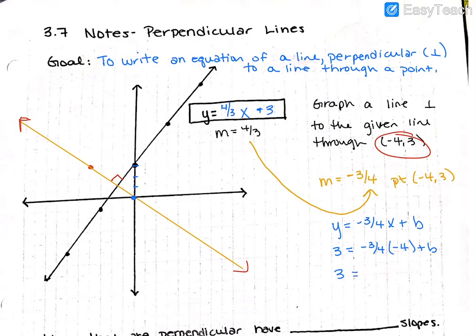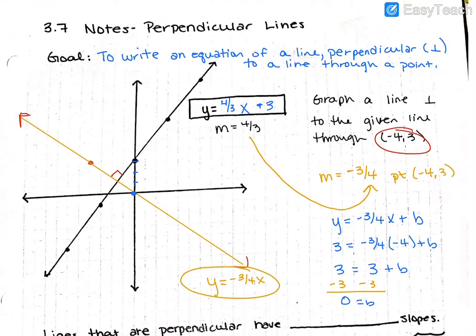-3 times -4 is +12. 12 divided by 4. So let me show you what I did. I did the top number times this number. So -3 times -4 is +12 divided by 4. 12 divided by 4 is 3 plus b. Now subtract the 3 on both sides and you have 0 is equal to b. So our equation for this orange line right here is y equals -3/4 x plus 0. And you don't have to write plus 0 because when you add 0, nothing changes.